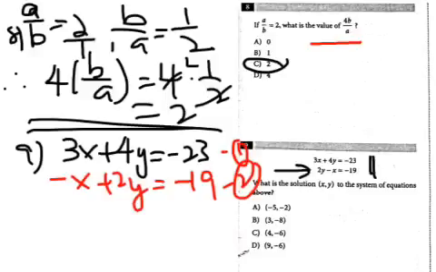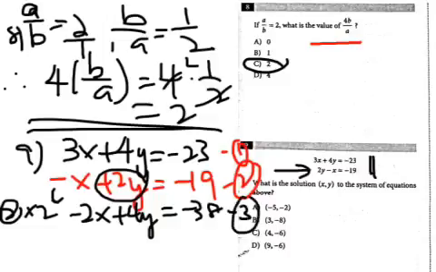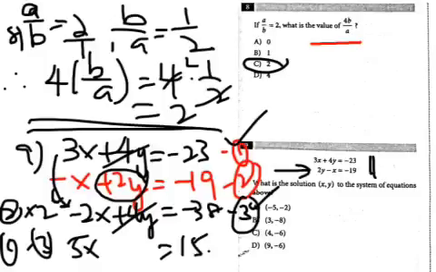So what I'm going to do is take equation 2 times 2, so I will make this become 4y. So it's negative 2x plus 4y equals negative 38. I have equation 3. Equation 1 and equation 3 can be eliminated by subtracting 1 minus 3. So 3x minus negative 2x equals 5x. 4y and 4y cancel each other. Negative 23 minus negative 38, which is plus 38, equals positive 15. In this case, you get x equal to 3.